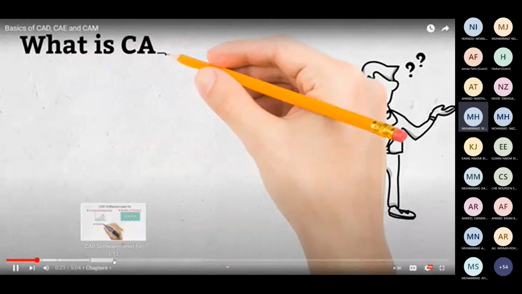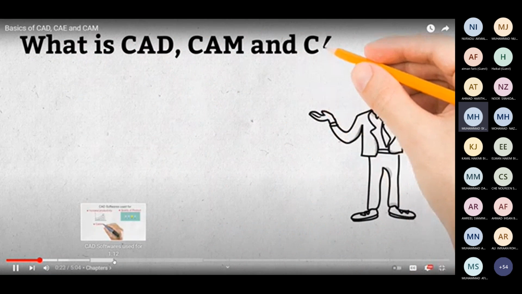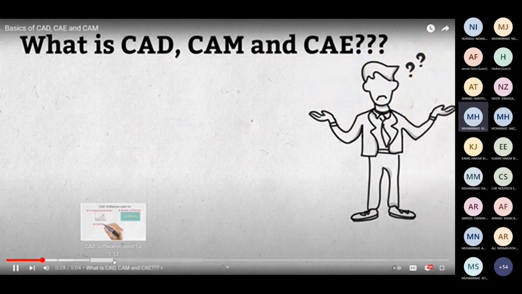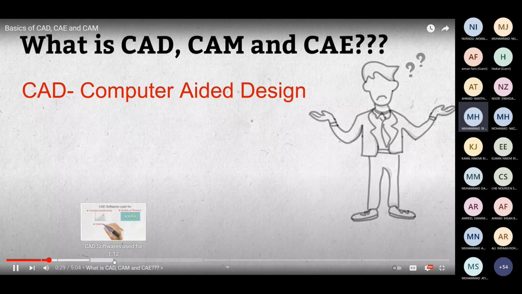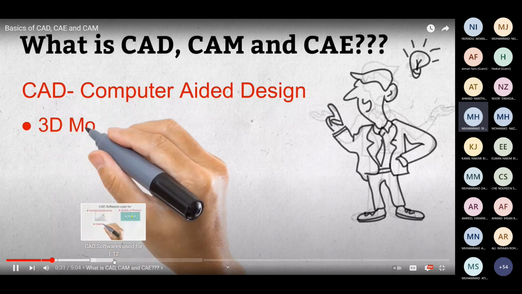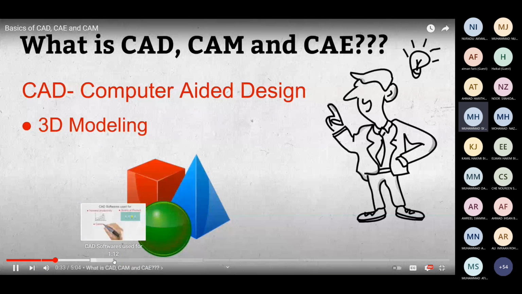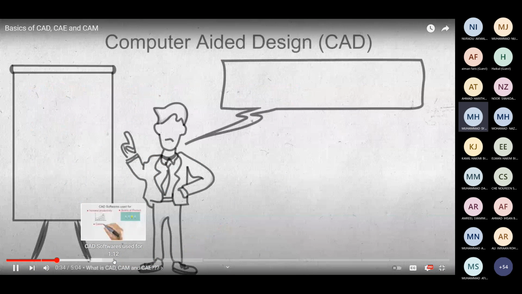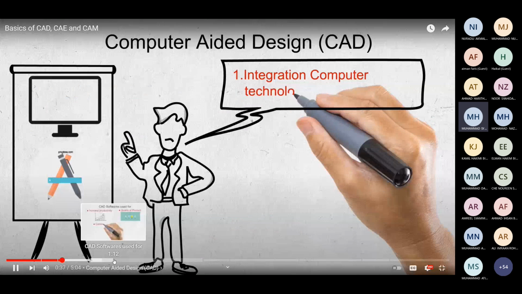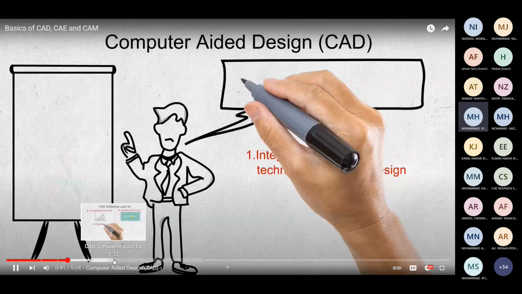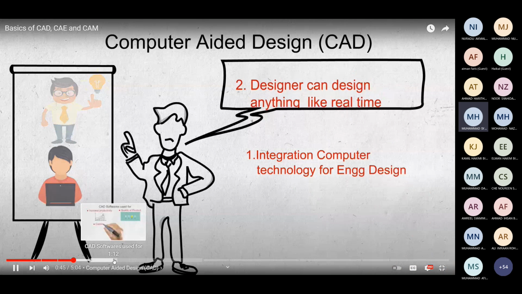What is CAD, CAM, and CAE? CAD, Computer Aided Design. It deals with the 3D modeling. CAD design integrated with computer technology and engineering design. CAD, which through design can design anything like real-time with accuracy.